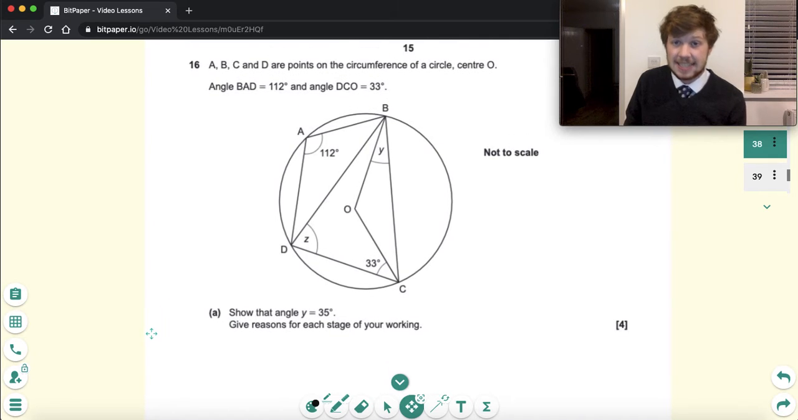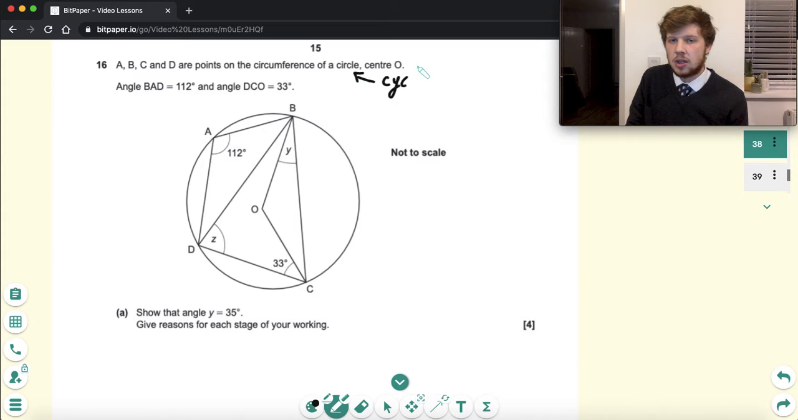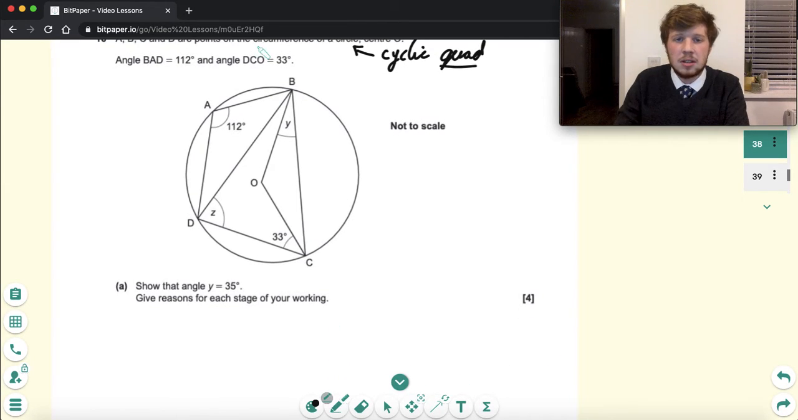Question 16 is to do with a circumference and looking at a circle. Whenever we're given 4 points on the circumference of a circle, we should be screaming out for a cyclic quadrilateral, because that's the only circle theorem we know which indicates 4 points on the circumference of a circle. Angle BAD equals 112 and angle DCO is equal to 33. The first question is asking us to show that angle y, which is this one, is going to be equal to 35. So, I'm going to first of all note that I've got some isosceles triangle here because they're both radii.